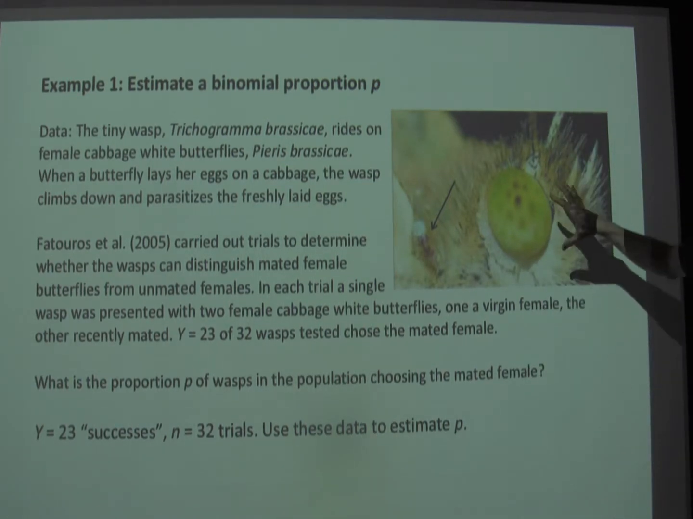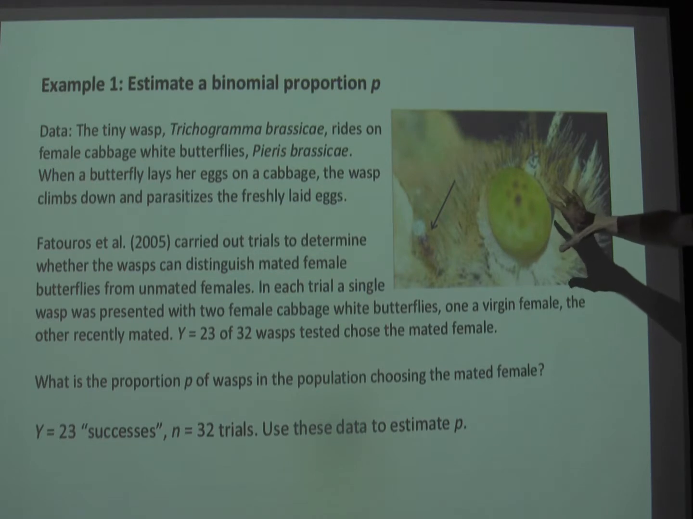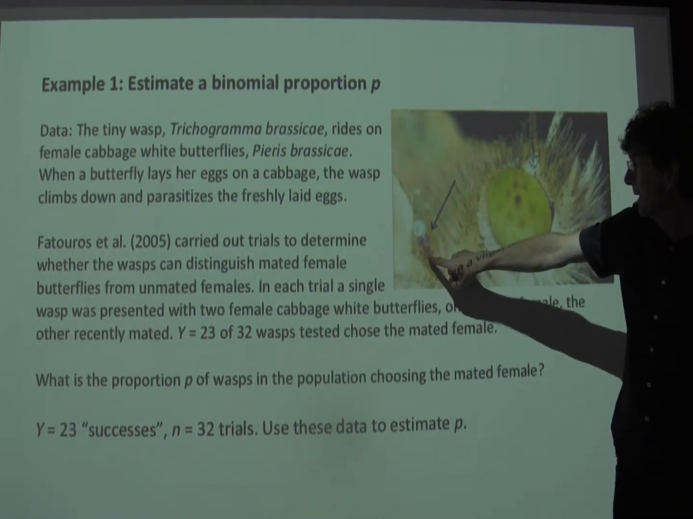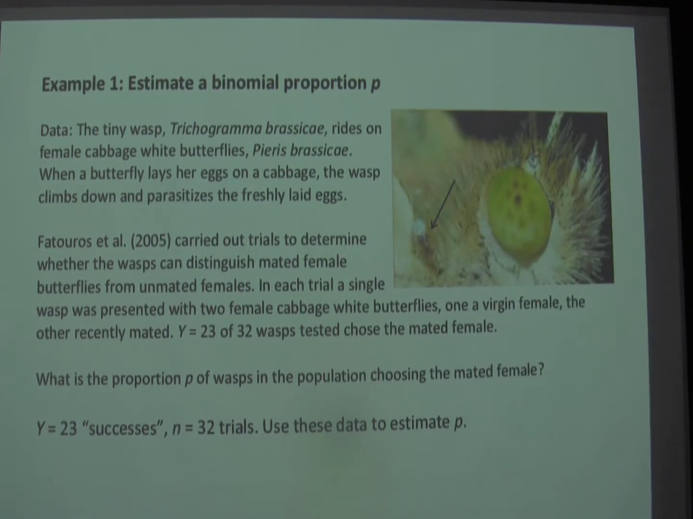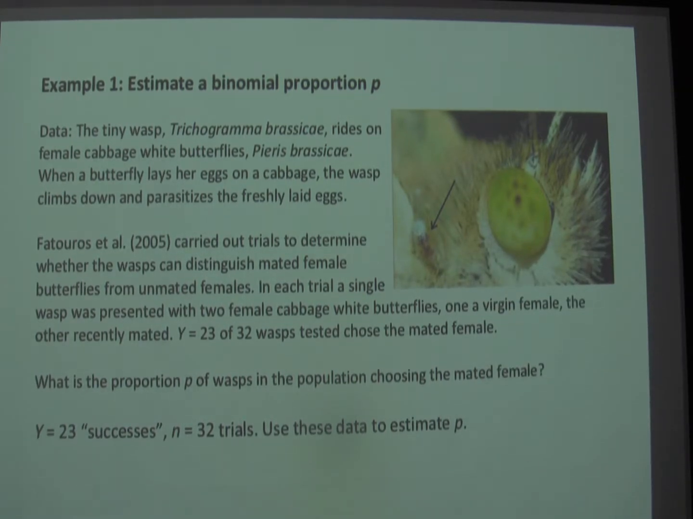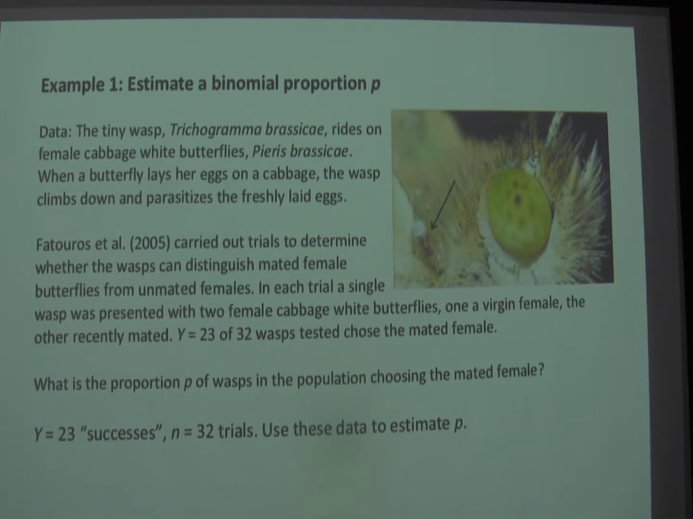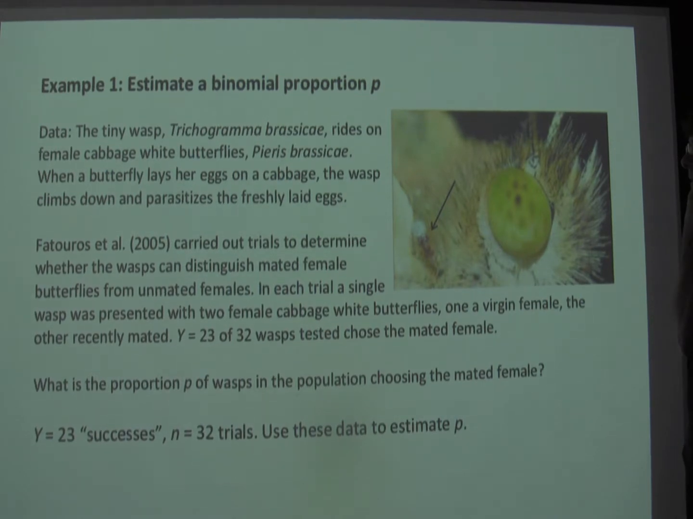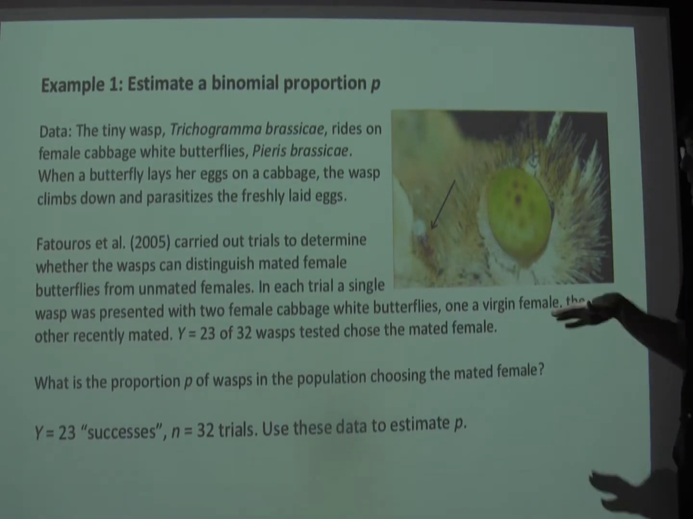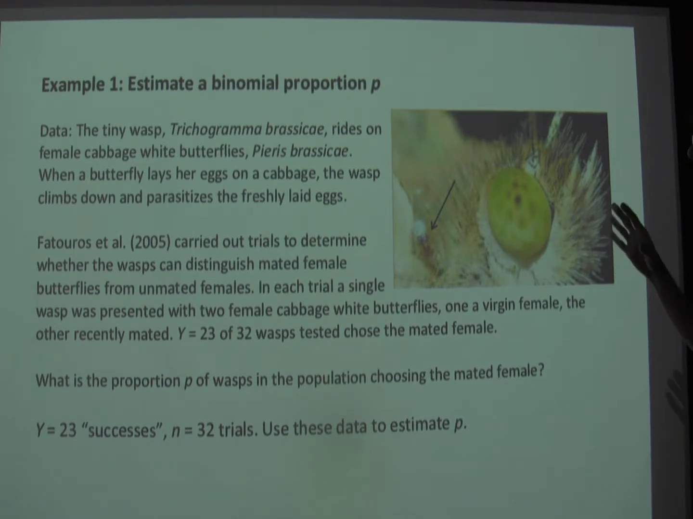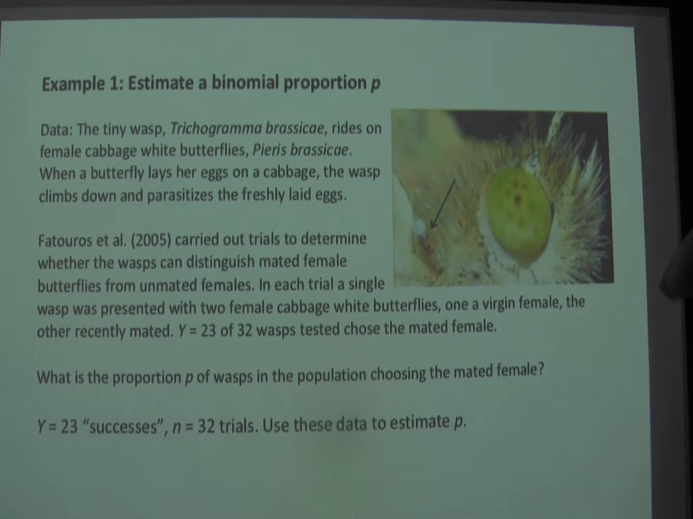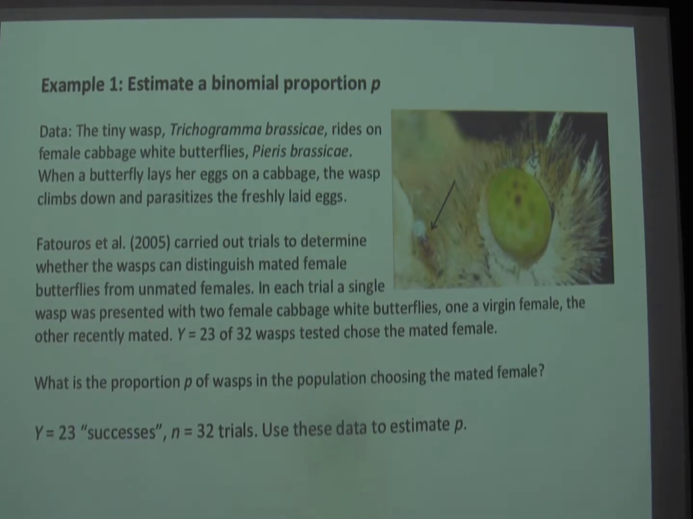So here's a picture of the head of a cabbage white butterfly, which you've probably seen flying around the city. And there's another insect riding on this cabbage white butterfly, which is a wasp, a very small wasp. What this wasp does is it rides around on female butterflies. And then when the butterfly lands to lay eggs on a cabbage, the wasp climbs down and then parasitizes those eggs. So this is how it tracks down its host.